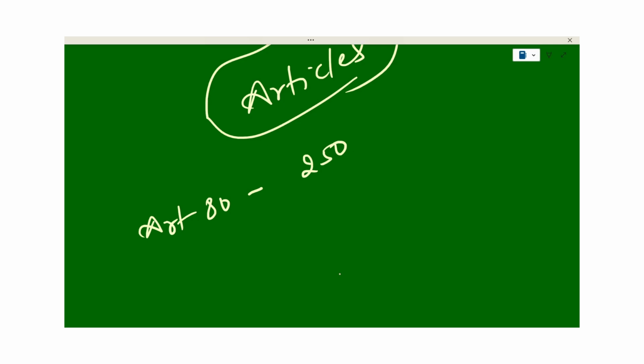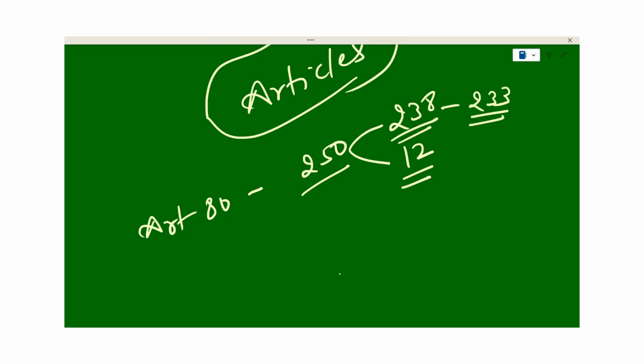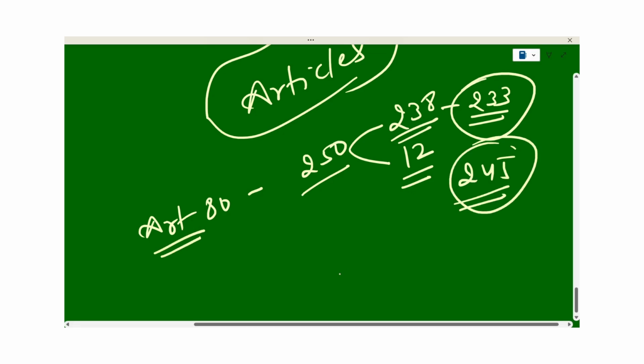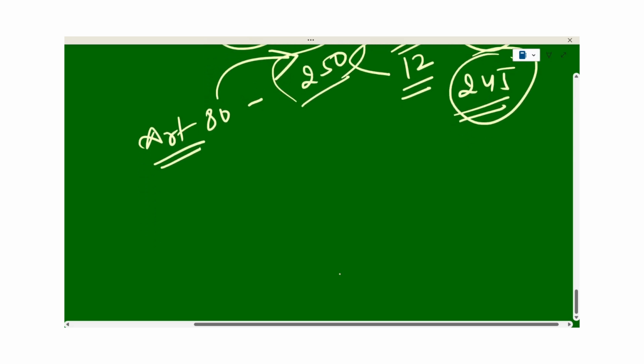Kindly pay attention to my words. 250 is the maximum strength, out of which 238 will be elected and 12 will be nominated, which is fixed. At present we have 233 members, and this takes the total strength to 245. But Article 80 permits maximization of strength up to 250.